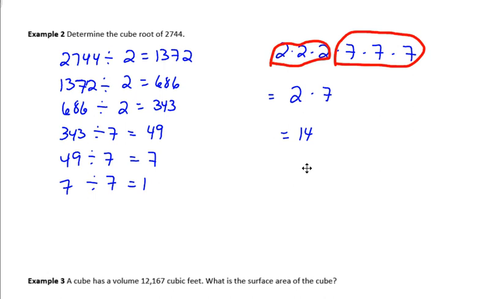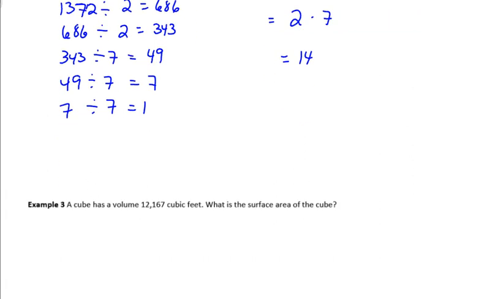Okay, so square root, we're looking for groups of 2. Cubed root, we're looking for groups of 3. Because a cube has length, width, and height. So that's why we're taking groups of 3, whereas a square just has length and width, okay?